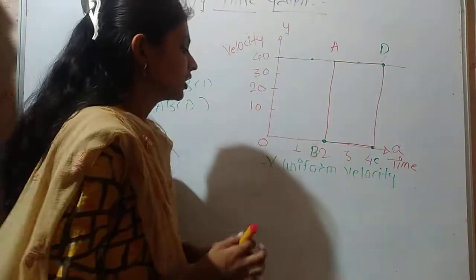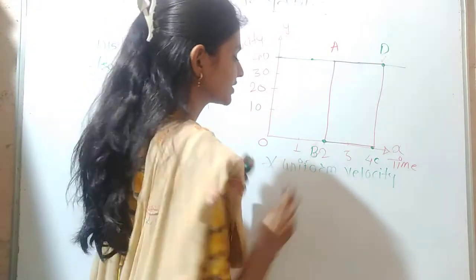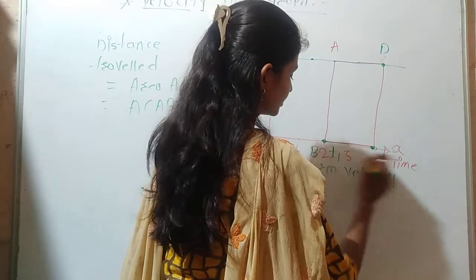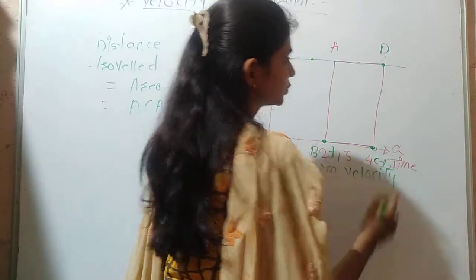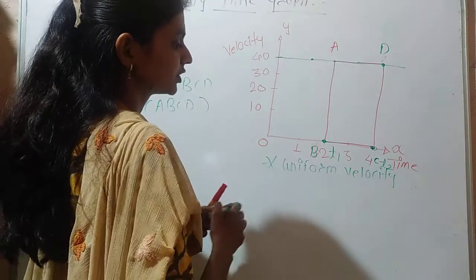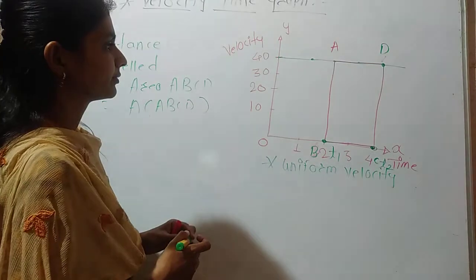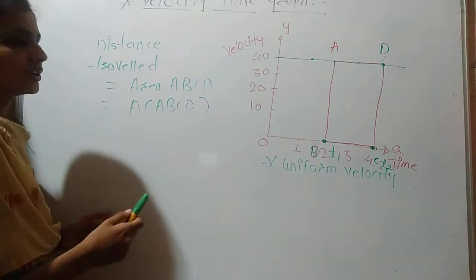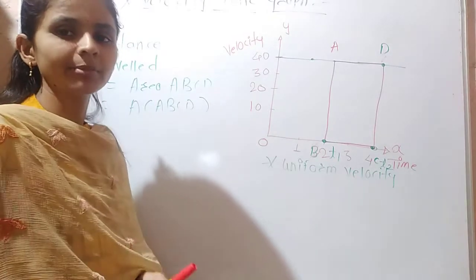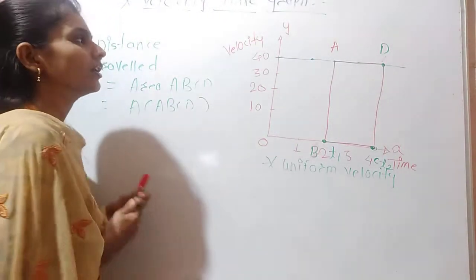So here students, BC line represents the time. B is a time interval T1, and C is T2. By using that we can find out the values. Area of rectangle is equal to length multiplied by the breadth, L multiplied by B. By using that formula we can find out the value of distance.